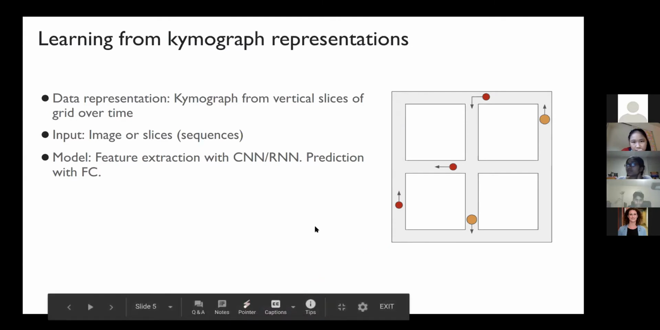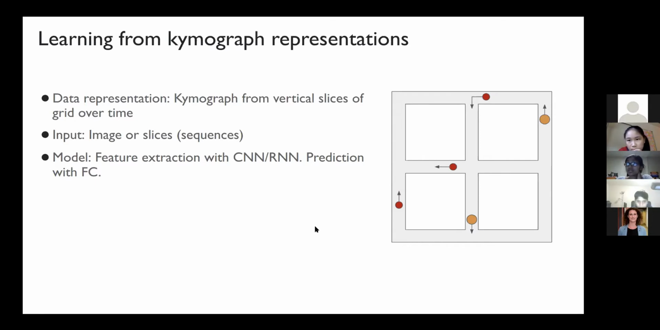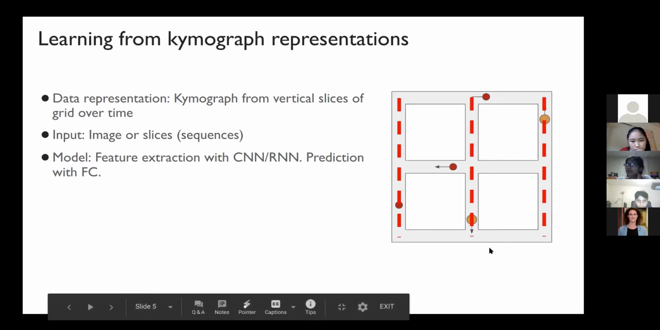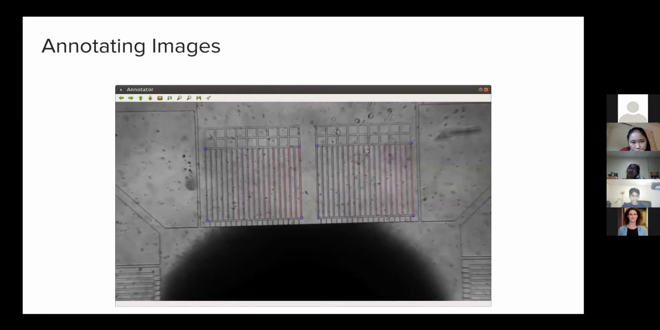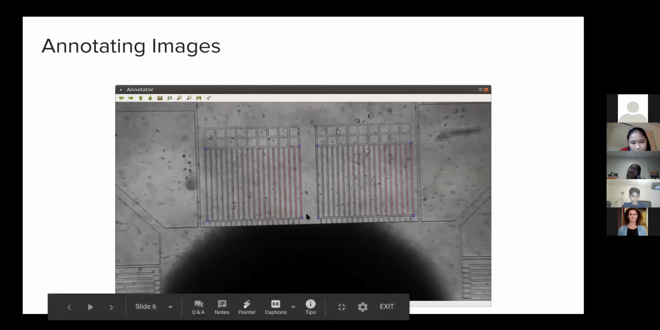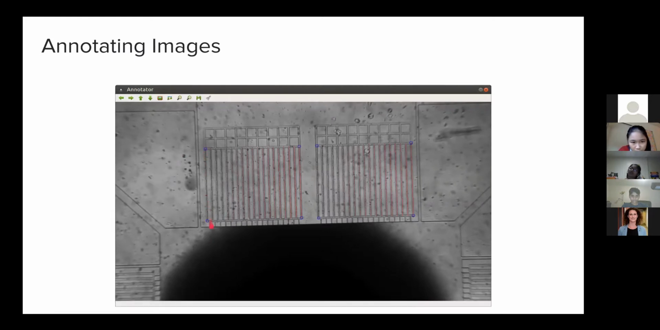What that helps me do is get input images to build my intermediate training data, and then I can do feature extraction with the neural network and predict from it. So those are the kymographs that would be represented. And this is a snapshot of how annotating images looks. Here we can see there are two big grids, and I have drawn these little dashed lines in the grid cells. This tells us where the blood cells will be flowing.